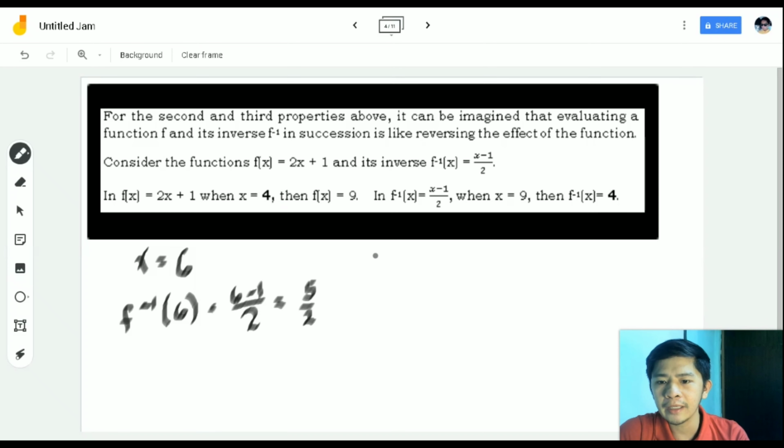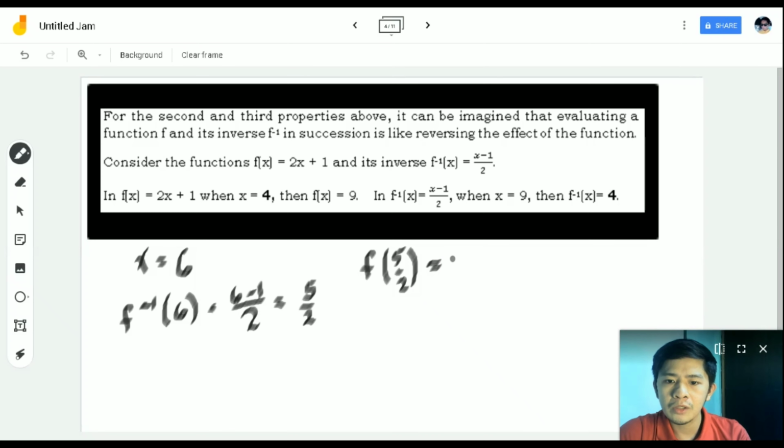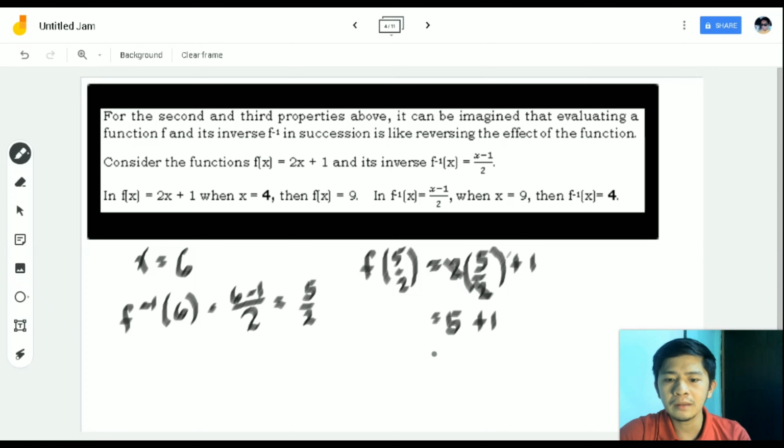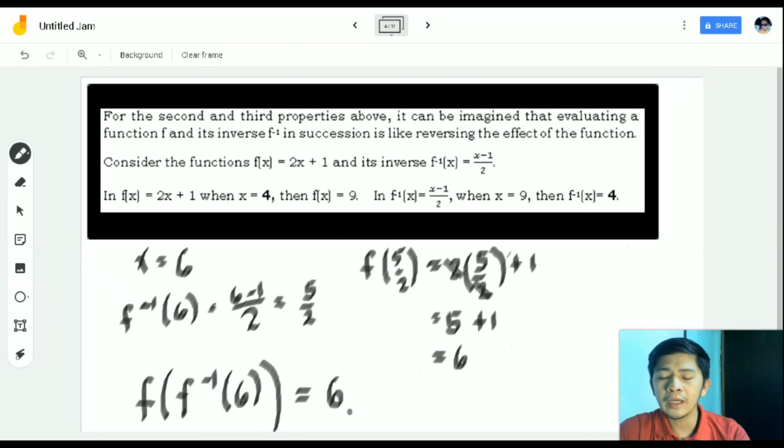Okay, so using the f of x, that is f of 5 over 2. So let us find f of 5 over 2. That will become 2 times 5 over 2 plus 1. So 2 times 5 is 10, divided by 2 is 5, or simply cancel this 2. So that will become 5 plus 1, which is equal to 6. So therefore, f of f inverse of 6 is equal to 6. So this is another property of inverse of one-to-one function.